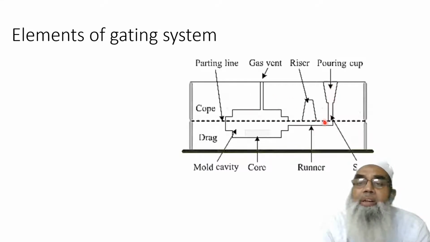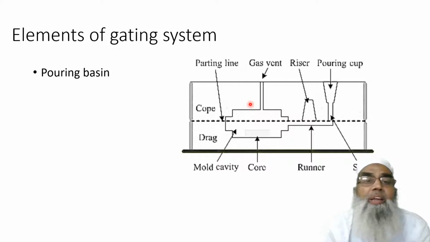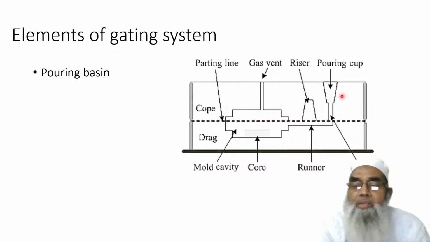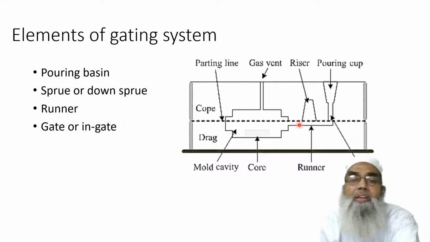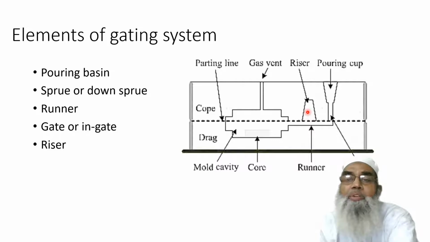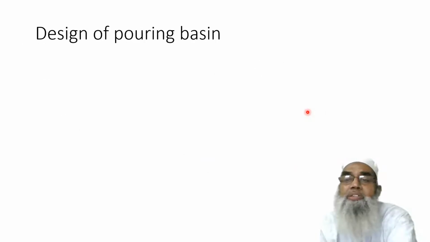Here we have the actual mold cavity, and these are the different elements of the mold. In this we have the pouring basin, the sprue, or down sprue, a runner, a gate or in-gate, and a riser. Over here a riser is there. These are the elements which we call the gating system.